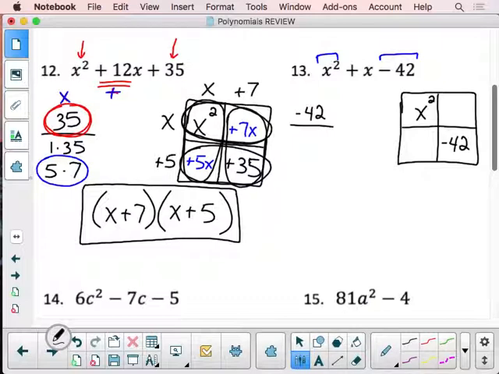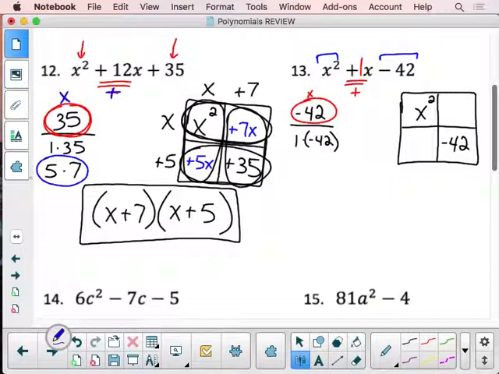Now, what did we just multiply? We multiplied a 1 and a negative 42 together to get that negative 42. But we need these factors, 1 and negative 42. Ideally, they're going to add up to positive 1. That's what we need them to add up to. They're going to multiply to give me negative 42, but have a sum or add up to positive 1, and that's not going to cut it.